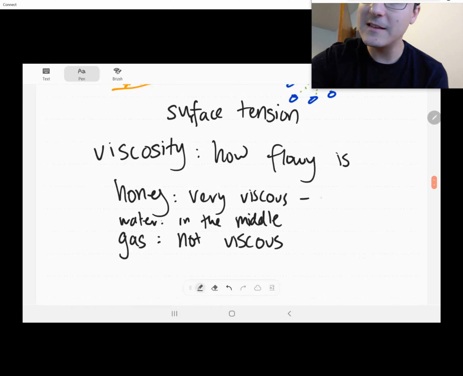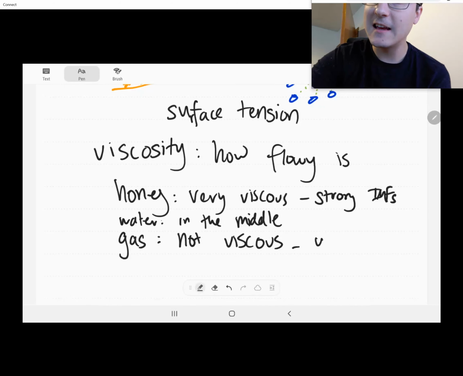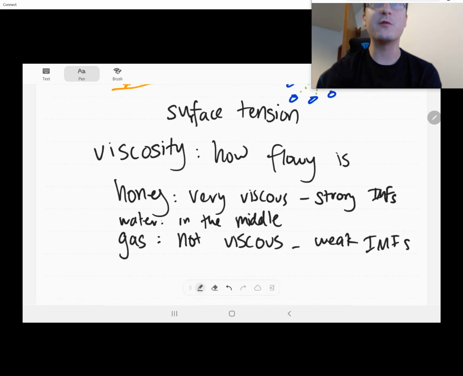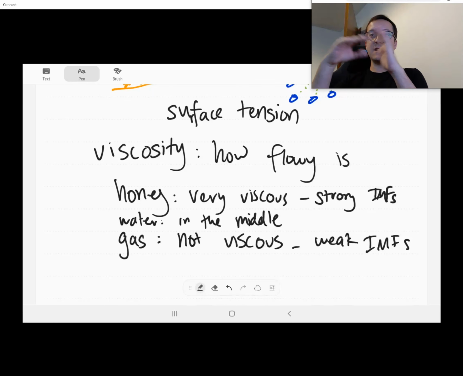So this means that honey has strong IMFs, and gases have weak IMFs. Okay, IMFs are intermolecular forces, right? So the stronger your IMFs are, the more surface tension you have, the more viscosity you have. So that means you are able to form these nice kind of domes or circles you can bead up, really is what it is, nice and easily, and you also don't move very nicely. Okay?